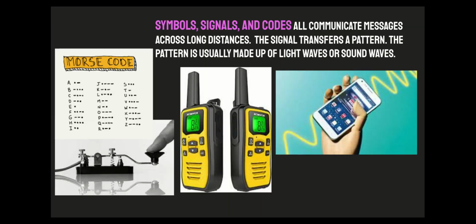During this lesson, you learned about how symbols, signals, and codes all communicate messages across long distances. The signal transfers a pattern, and that pattern is usually made up of light waves or sound waves, but sometimes those sound waves are translated into radio waves.